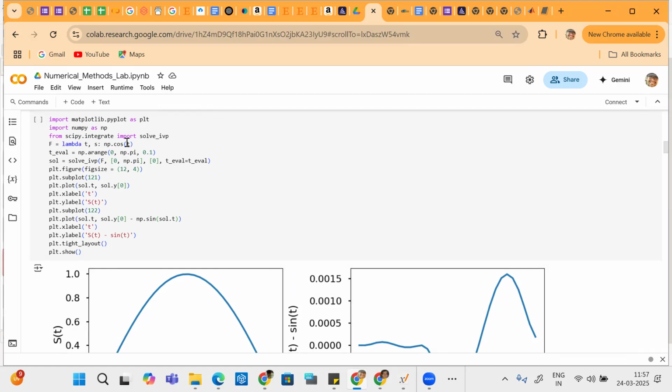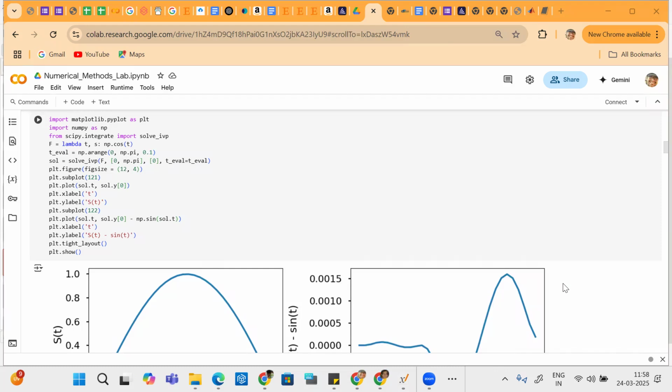ds by dt is cos t. What should be the value? No need to even open the notebook. What you did, put the derivative so that you get cos t. It should click in your mind that sine's derivative, the differentiation of sine, is cos. So sine t should be the solution. If your answer is correct, you should get sine t.